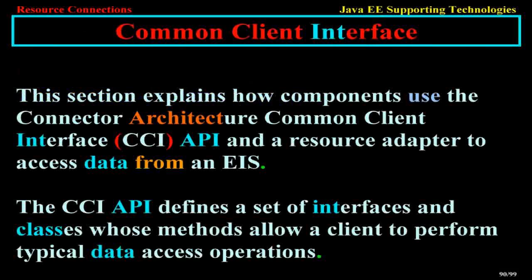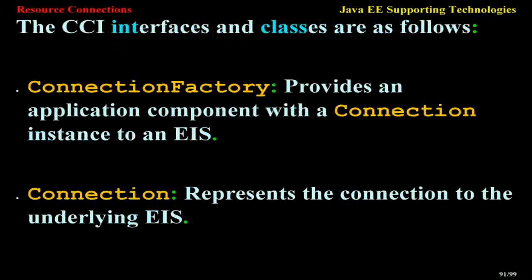This section explains how components use the connector architecture Common Client Interface (CCI) API and the resource adapter to access data from an EIS. The CCI API defines a set of interfaces and classes whose methods allow a client to perform typical data access operations. The CCI interfaces and classes are as follows. ConnectionFactory provides an application component with a connection instance to an EIS. Connection represents the connection to the underlying EIS.